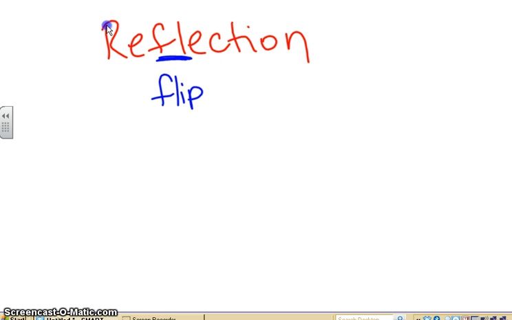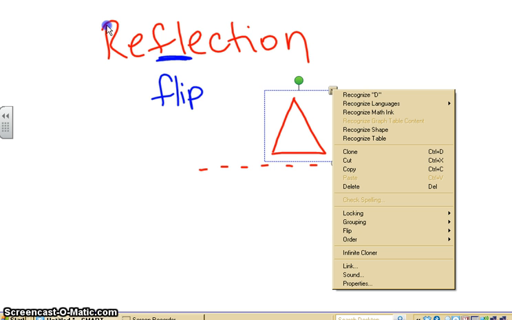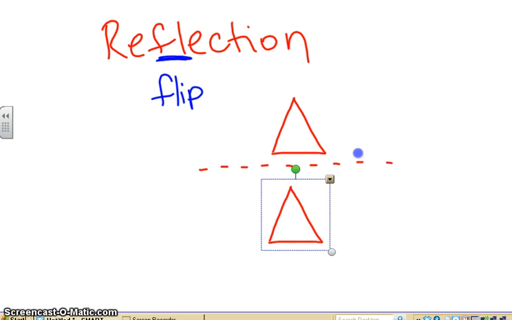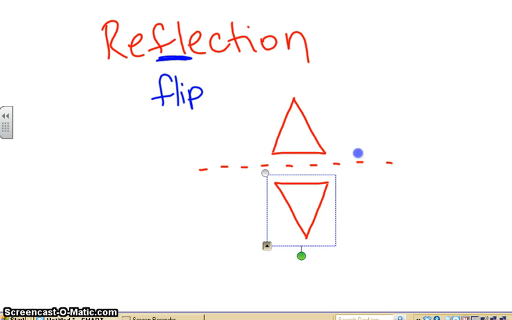Now, you've probably heard the word reflection used when you were looking in a mirror. When we look in a mirror, when we raise our right hand, it looks like we're raising our left. So in a reflection, something is going to flip. So let's say I have this triangle. And let me draw my line that I'm going to transform it over. If I want to reflect it over that line, I have to flip the triangle upside down. So this is what a reflection would look like because I take my original triangle right here and I flip it over my transformation line and it looks like this.